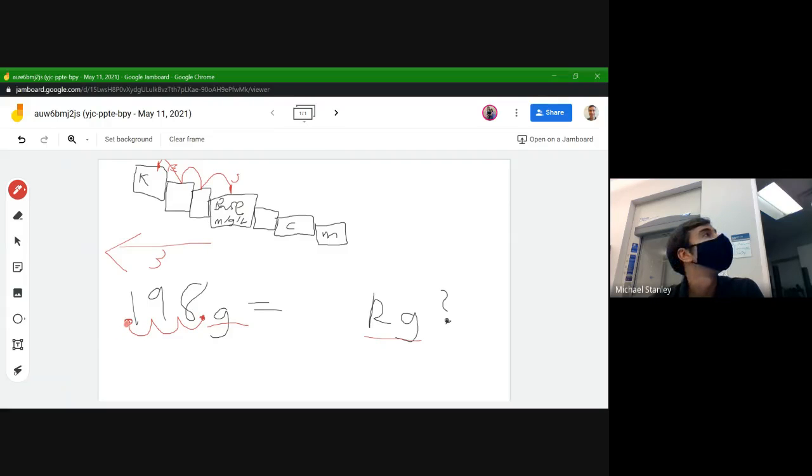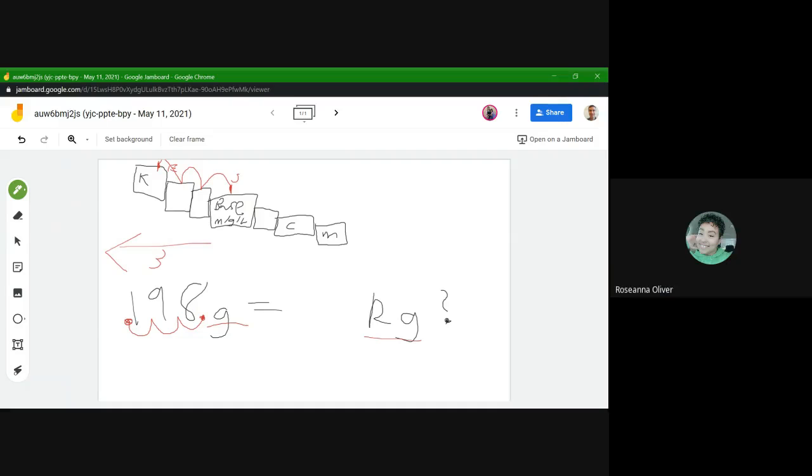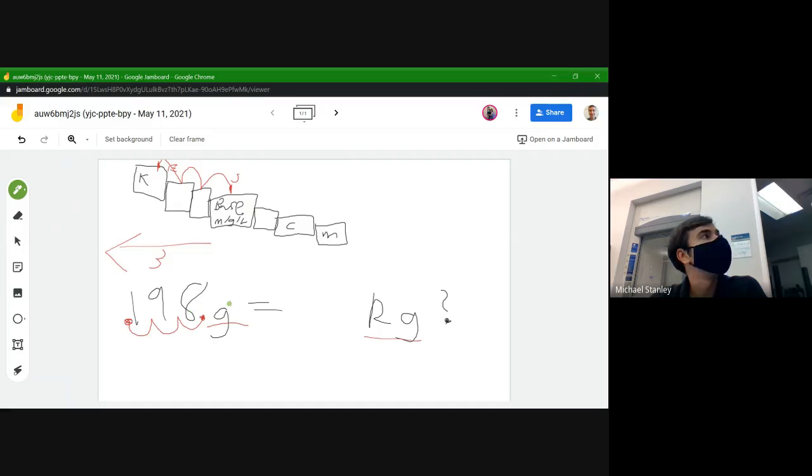Now it's over here. So how many grams, if we have 198 grams, how many kilograms do we have? What is our final answer for kilograms? Would it still be 0.98 kilograms? Close. It's not 0.98. I mean 0.198. Hey, there you go. Exactly.